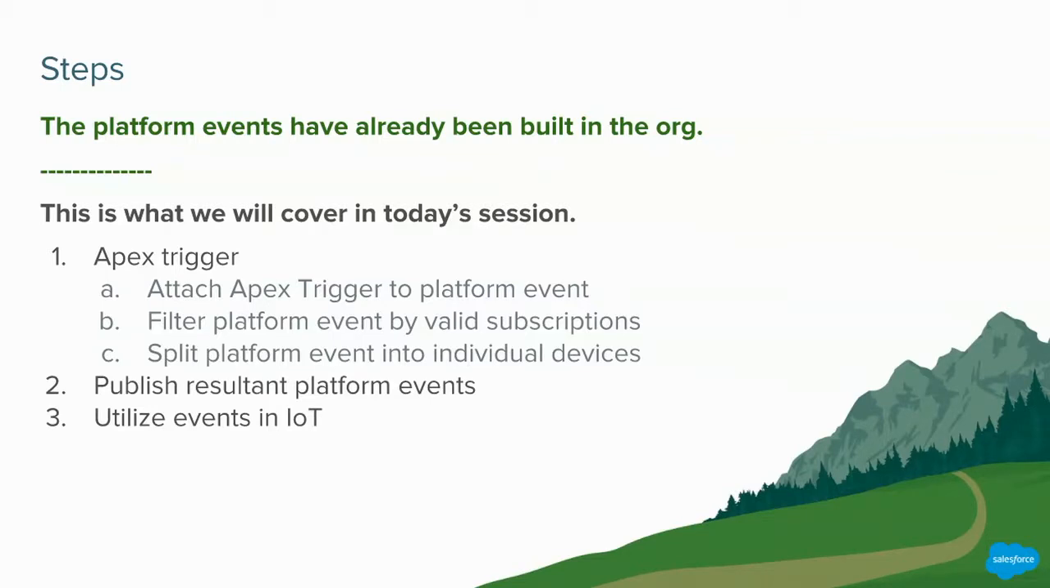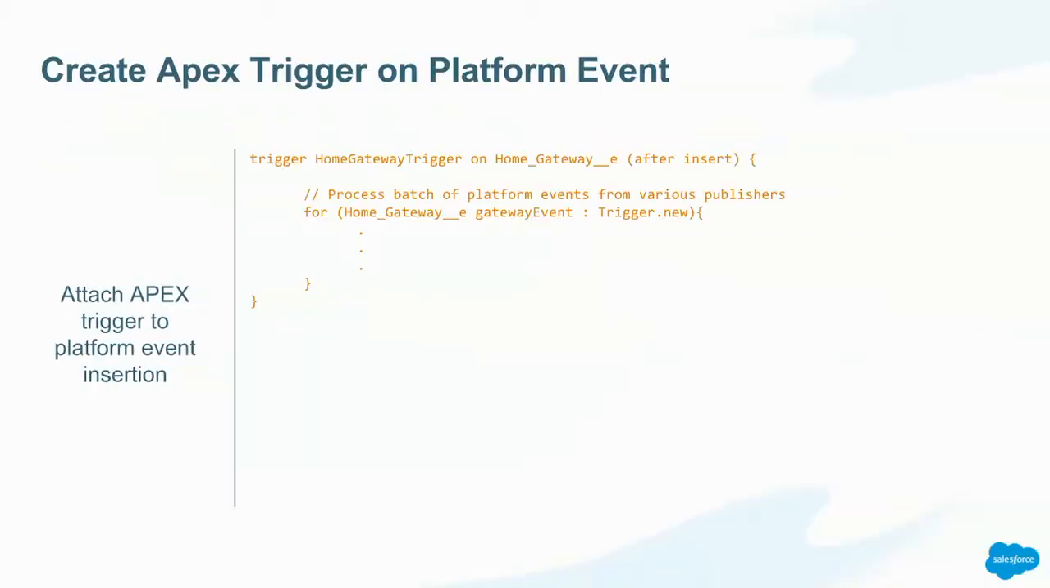So we're going to attach the Apex trigger to the platform event. We're going to filter it based on its subscription period, which is going to be a custom object that lives in Salesforce. And then we're going to split that home gateway event into its own individual device, and then publish them to the IoT orchestration, and then utilize the events from there on. So let's go ahead and get started.